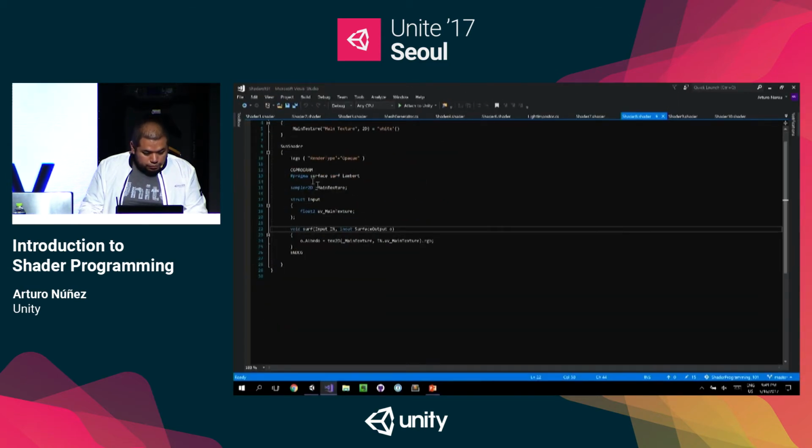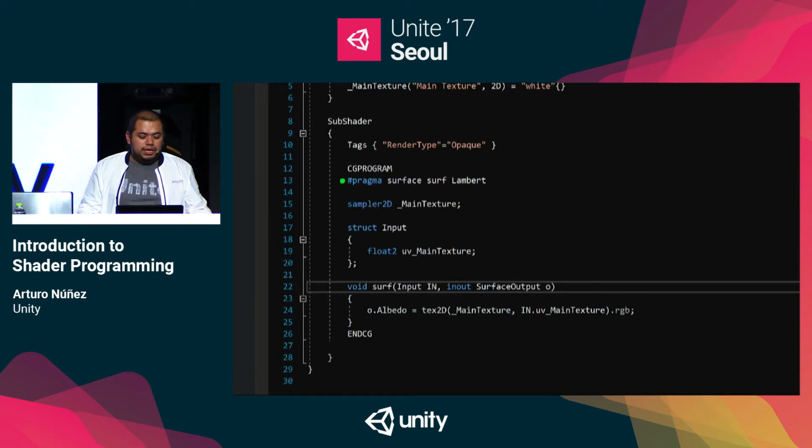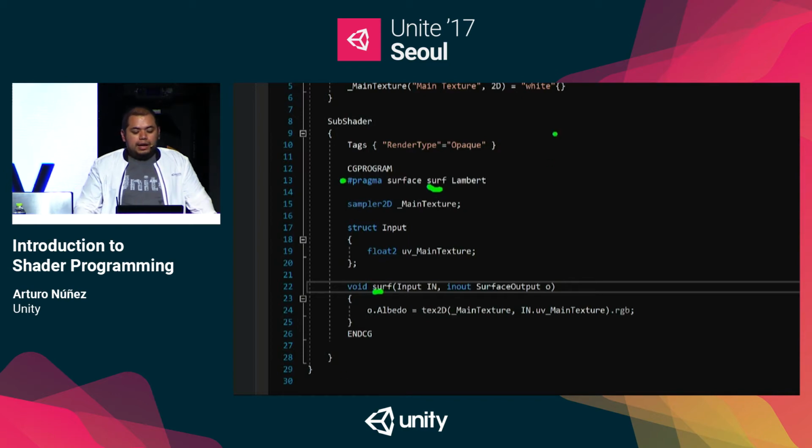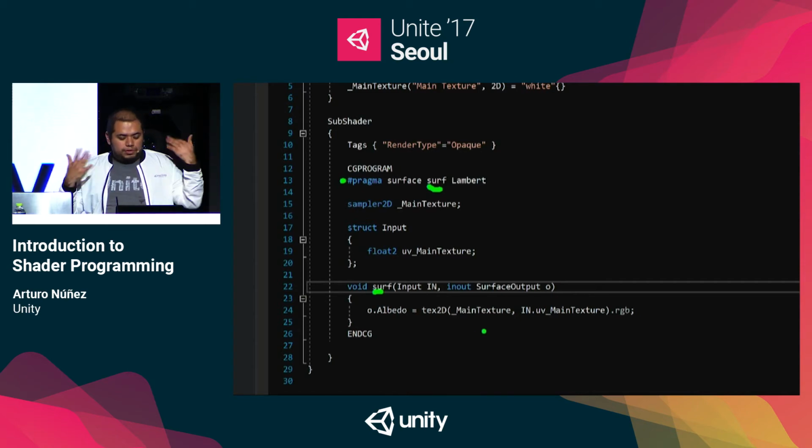Also, here, I made a quick change. Instead of defining pragma vertex vert, I'm defining the surface function, which is called surf, which is the same one as the one here. And I'm defining a lighting model. In this case, I'm using a simple Lambert model, but you can use the standard lighting model in Unity. So remember, this will end up as actual vertex and fragment functions, but we don't need to care about the verbosity of writing the two different programs separately.